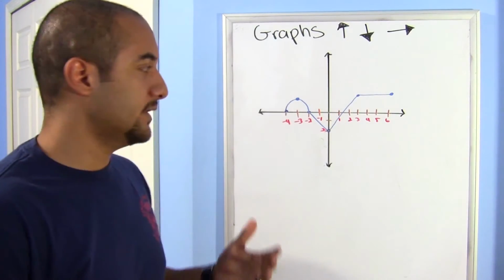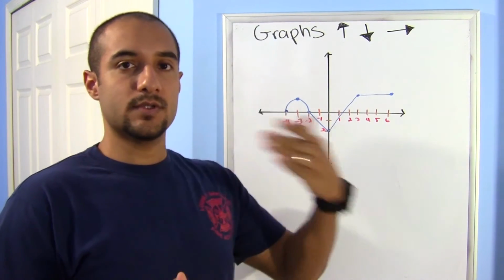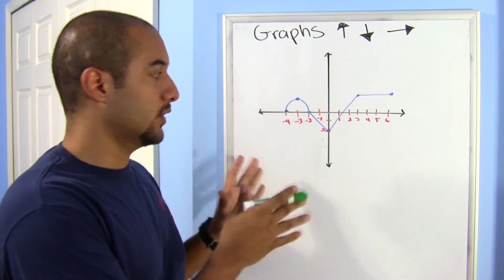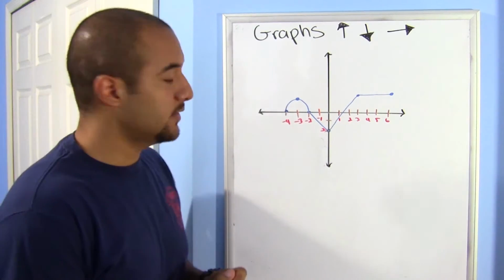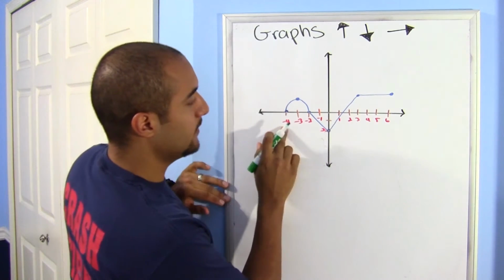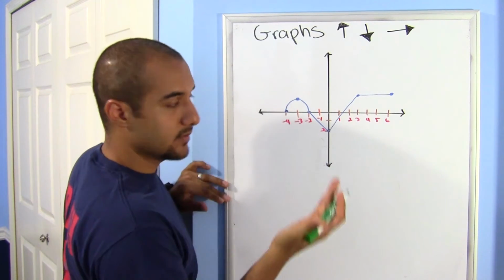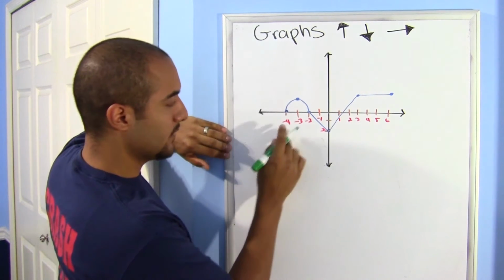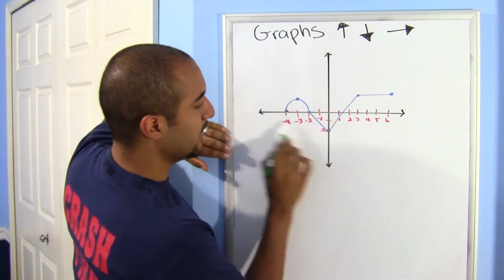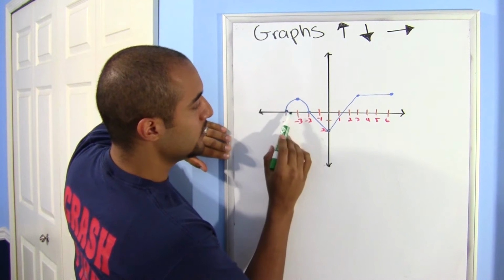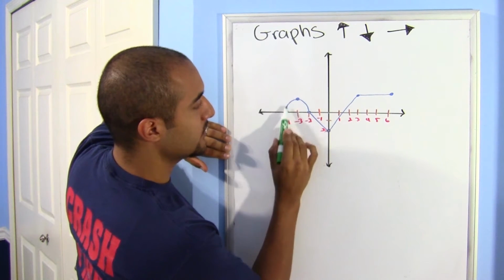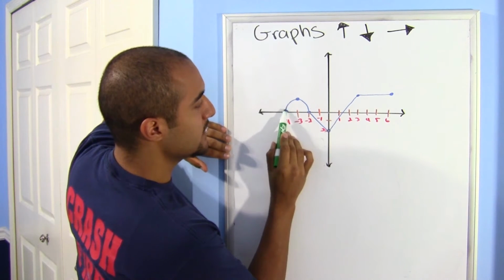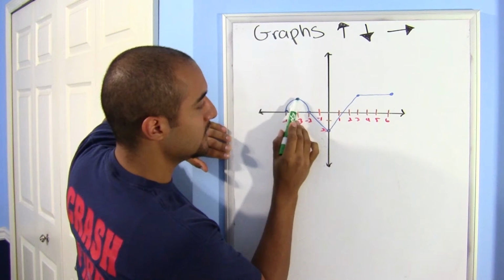Alright, if they give you a graph and they're asking you where does it increase, decrease, or stay constant, then all you really have to do is look at your graph. What they want to know is from what x to what x does it increase, decrease, or stay constant. So, for example, going from left to right, if I were to use my pencil to follow this graph, from -4 to -3, my pencil is going up, so it's increasing.